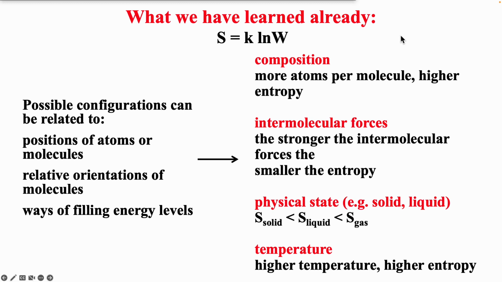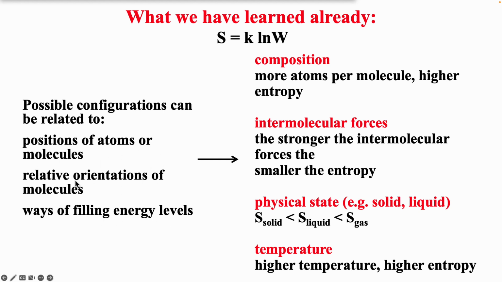Howdy. So what have we learned so far? We've learned that entropy is best thought about in terms of Dr. Boltzmann's famous equation. Entropy equals Boltzmann's constant times the natural log of W, where W is the number of configurations. When we're talking about configurations, we could be talking about positions of atoms or molecules, relative orientations of molecules, ways of filling energy levels.